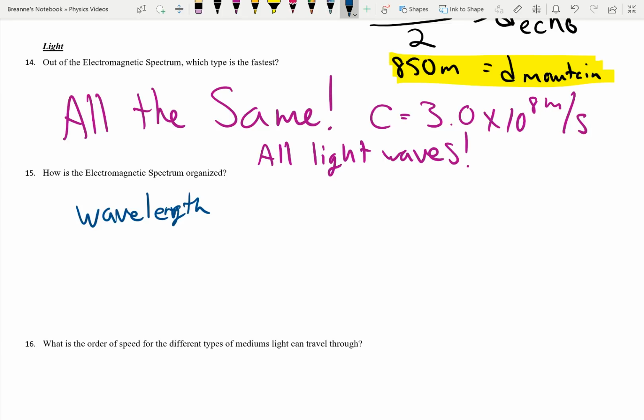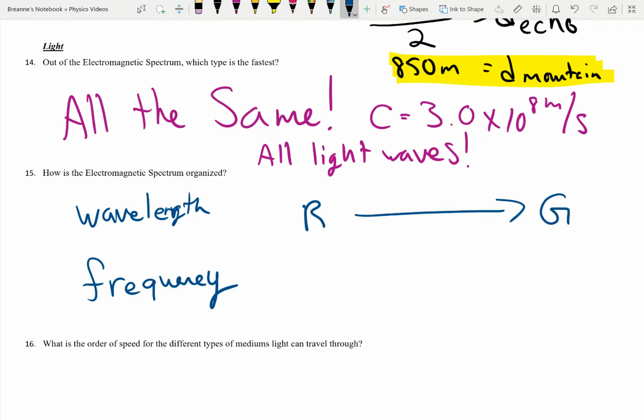It uses wavelength and frequency. It starts with radio waves, which have a big wavelength. It goes to gamma rays, which have a small wavelength. So radio waves go to gamma waves.